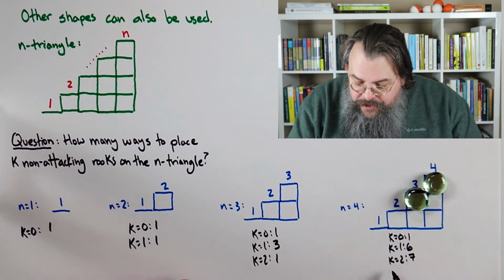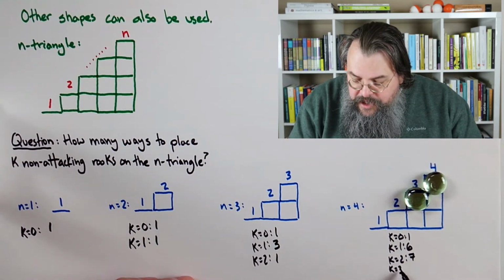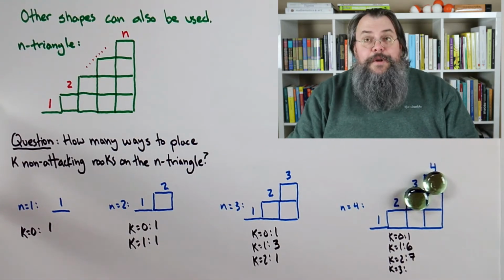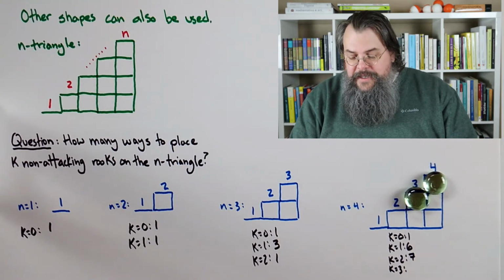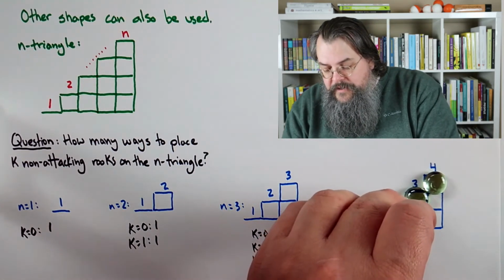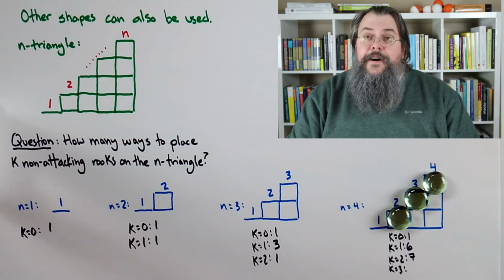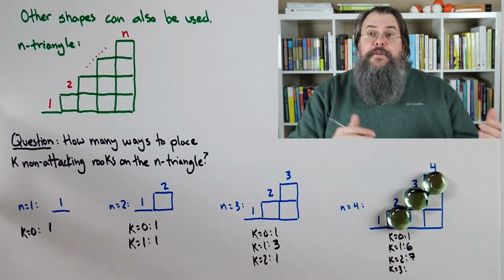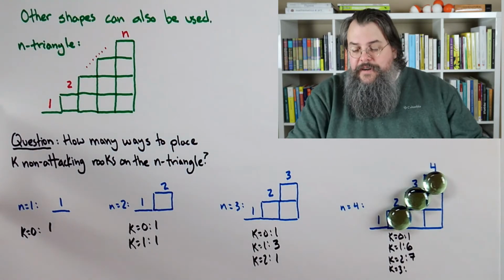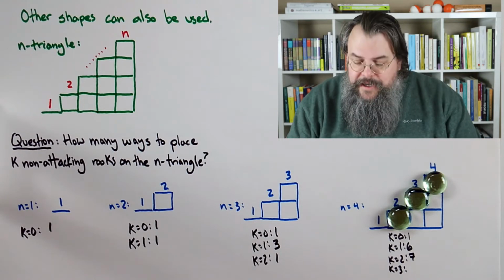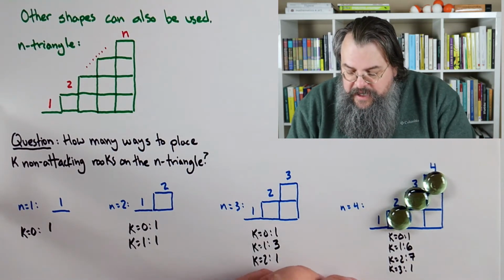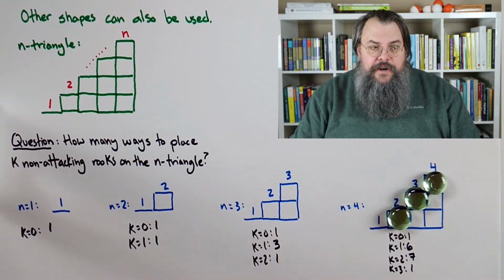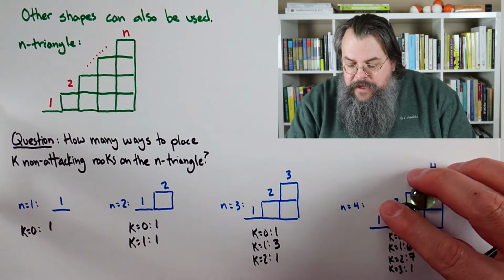All right, what if I want 3 rooks? Well, here, it's tough. There's not a lot of ways to do it. In fact, there's just 1 way, right here along the diagonal. Any other place, you can't get all 3 rooks there without some pair of them trying to attack each other. All right, so there we go. There's our data. We have data.